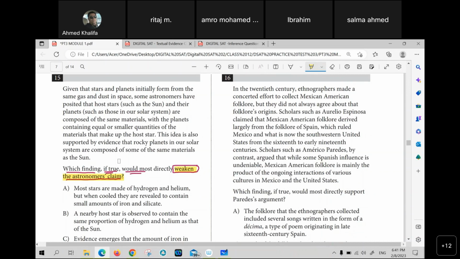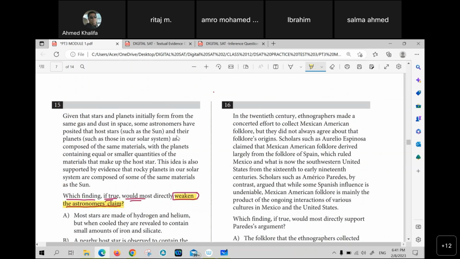Fair enough? Okay. And let us see the astronomer's claim here and what is the opposite of their claim, or what would undermine or weaken their claim. Ready? Here it is. Given that, and I told you before, given that, Ibrahim, means what?